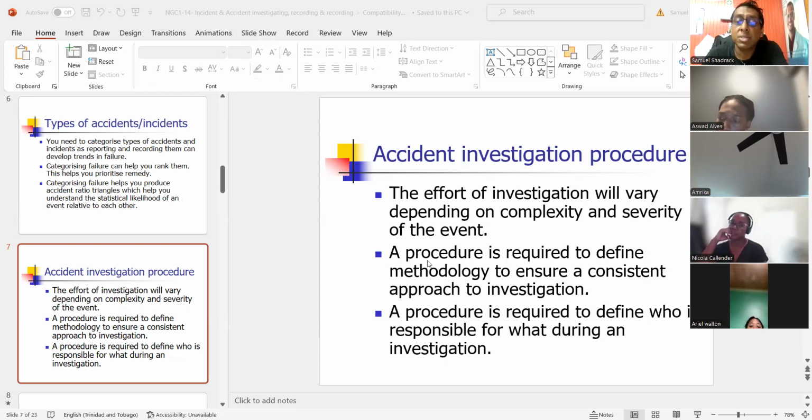The other piece of this said a procedure is required to define a methodology to ensure a consistent approach to the investigation. So what are they talking about? Well, to make life simple for you, please take this down. What they are talking about is that you need an accident investigation form. You need a form. Because if you go to do the investigation, right, then what would you do? Are you going to be there with a file page and a pen? What are you doing? Right? So there's a form for an accident investigation.